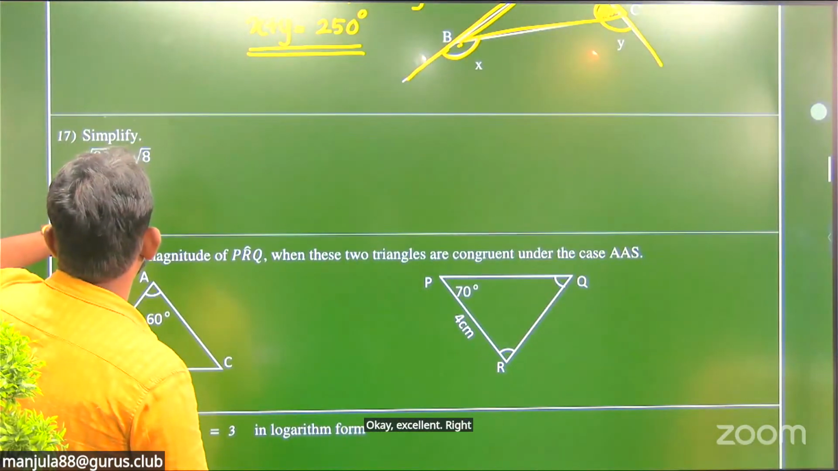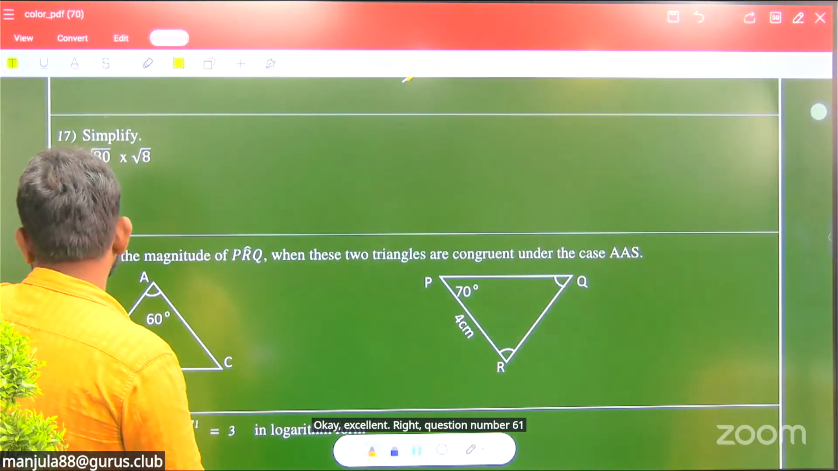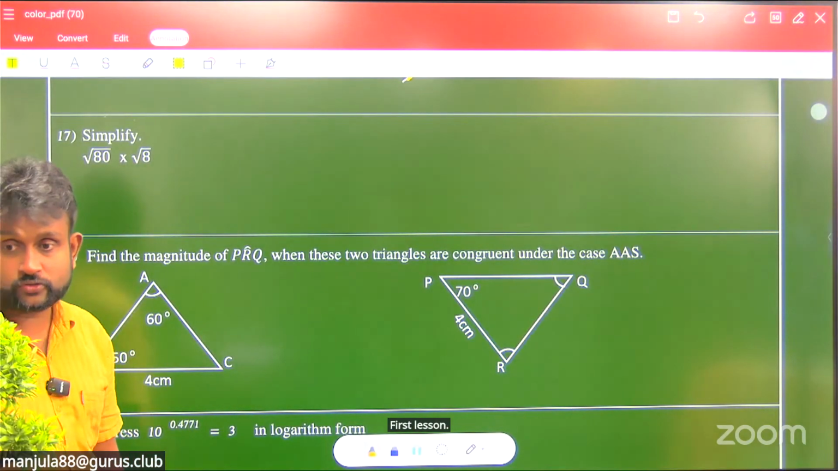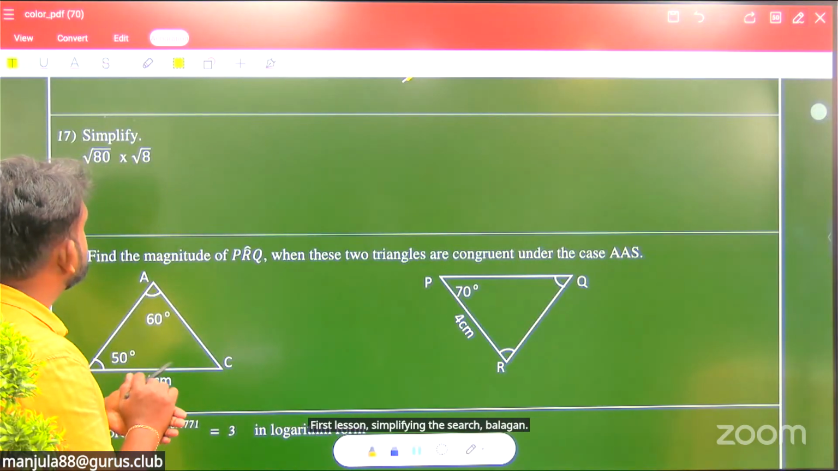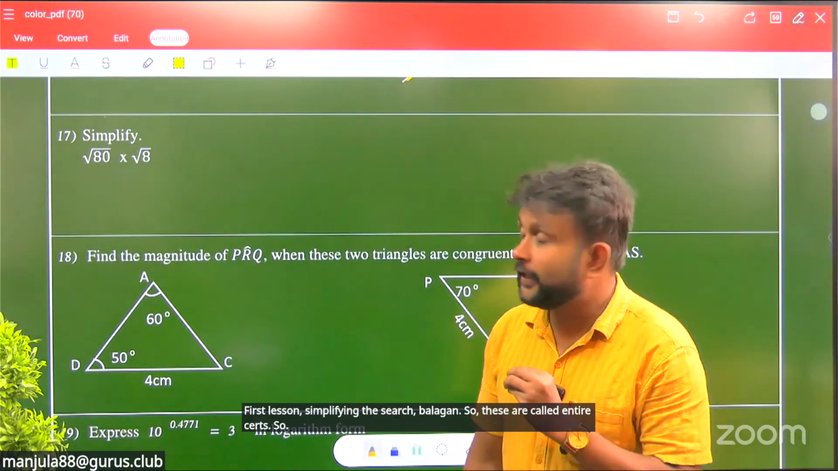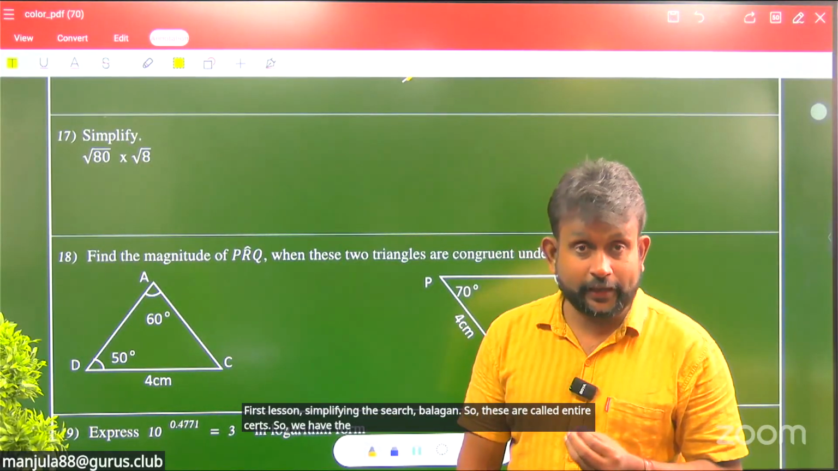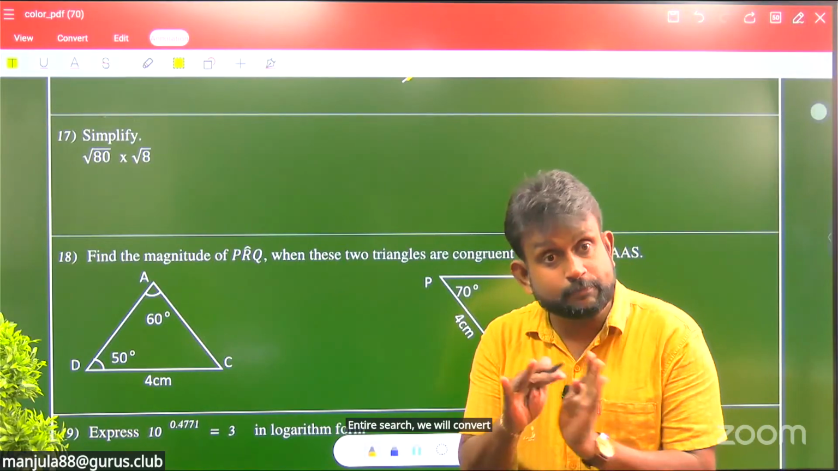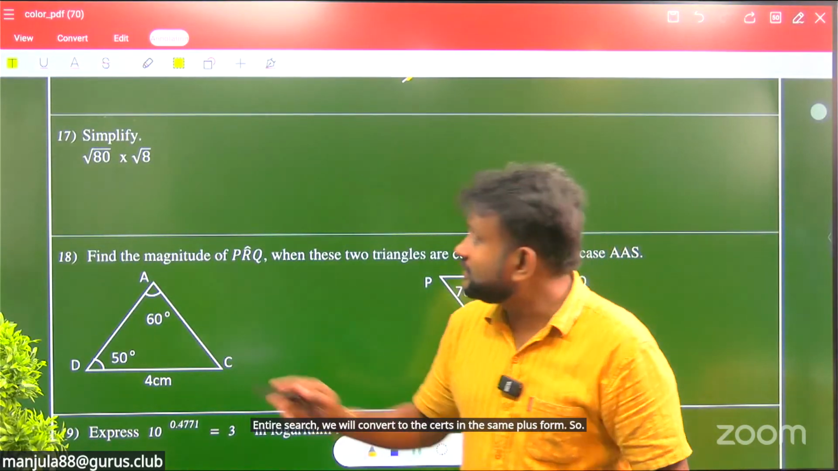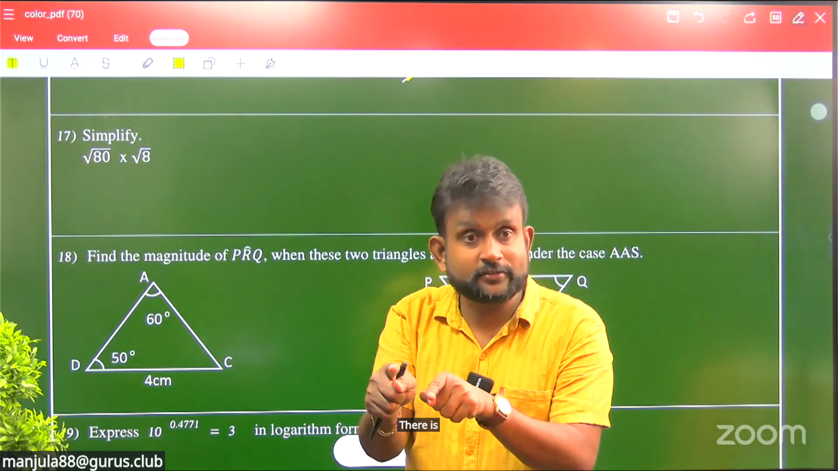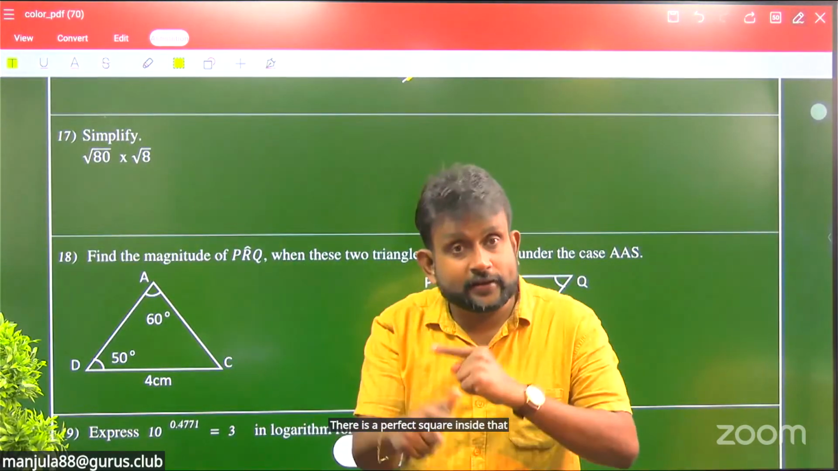Right, question number 17. This is under the grade 11 first lesson, simplifying surds. Look, there is a method to do this. So these are called entire surds. So we have the surds 80 and 8. Entire surds we will convert to surds in the simplest form. So in this surd there is a perfect square inside. In 8 also there is a perfect square.